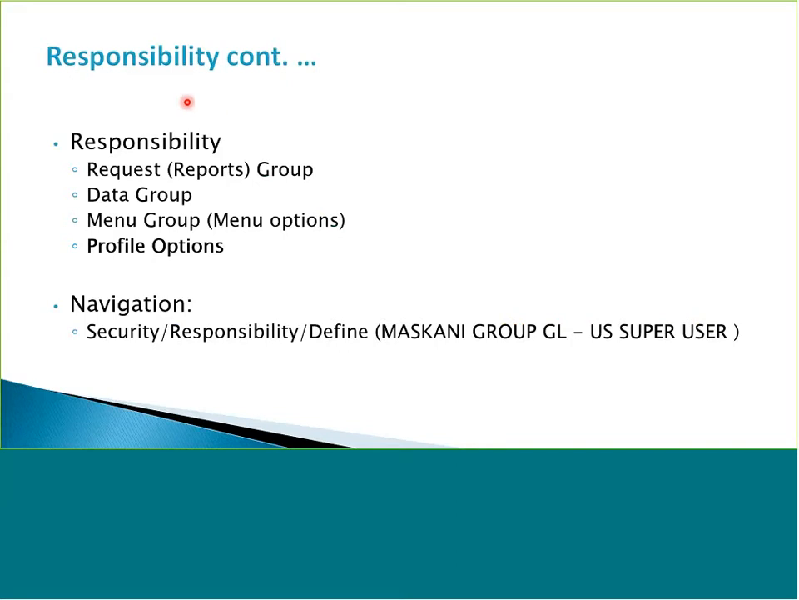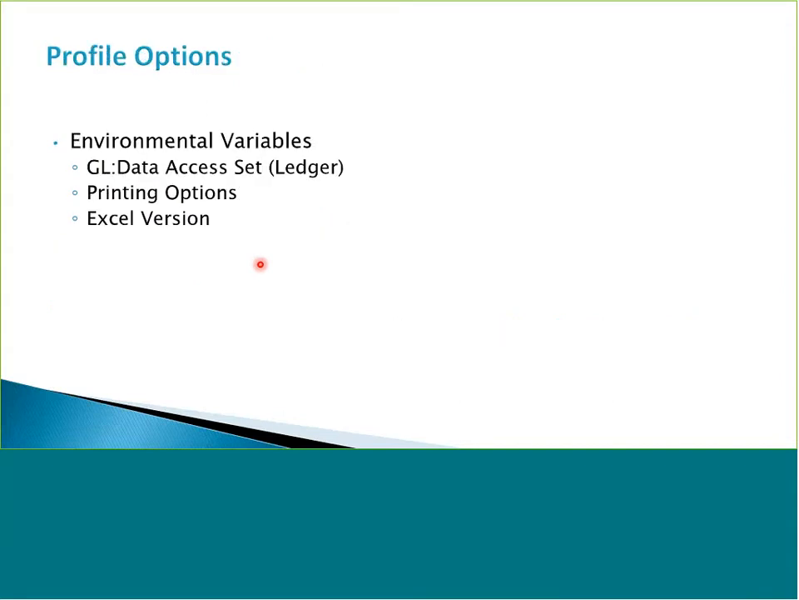So remember, we mentioned that for a responsibility, we have request group. We have seen what that does. We have looked at data group also, and we have looked at the menu group and what all these options do. But we have not yet discussed how to assign a ledger, because a ledger is done through the profile options. So what are profile options?